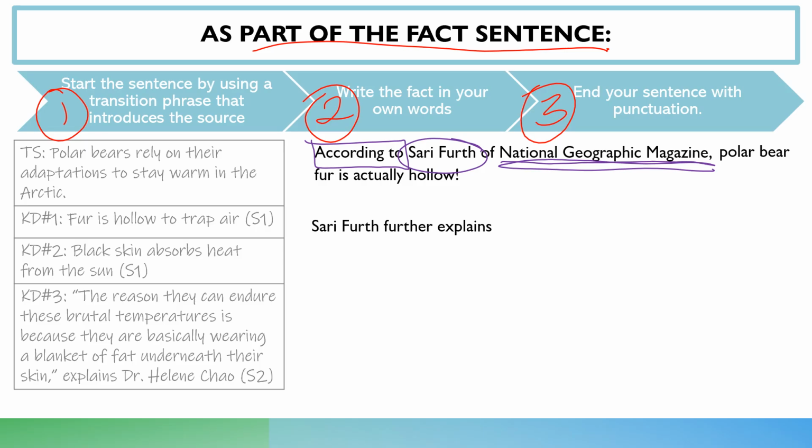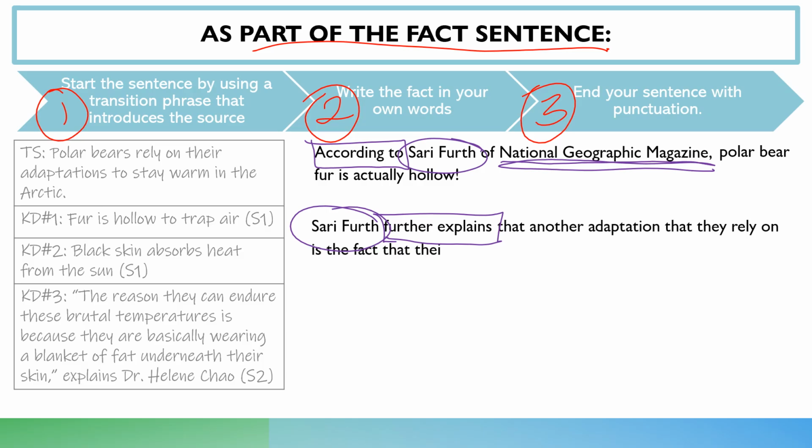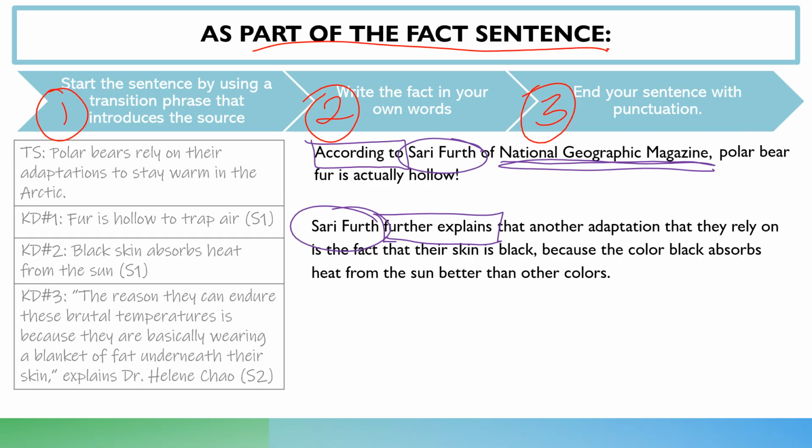Here I've got the name of the person, Sally Firth. And since it's her again, I'm going to say further explains. That's my new transitional phrase. And then I'm going to put the fact in my own words. Another adaptation that they rely on is the fact that their skin is black, because the color black absorbs heat from the sun better than other colors.